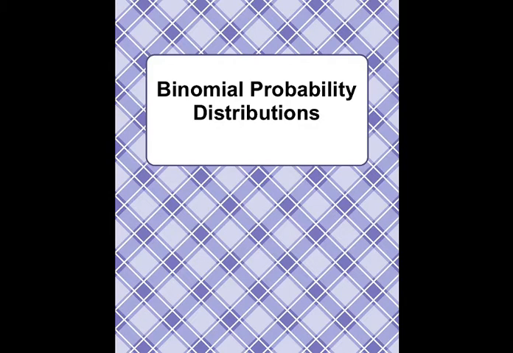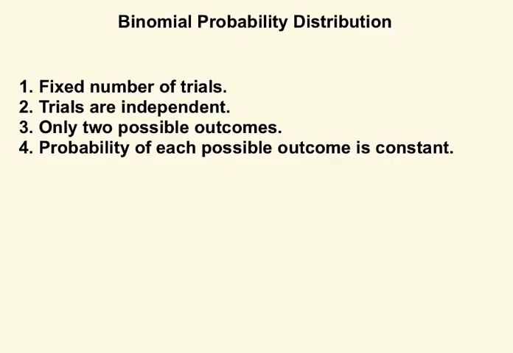Welcome back. This is our second lesson in week 7, and we're looking at binomial probability distributions. For something to be a binomial probability distribution, there are 4 criteria that must be satisfied.